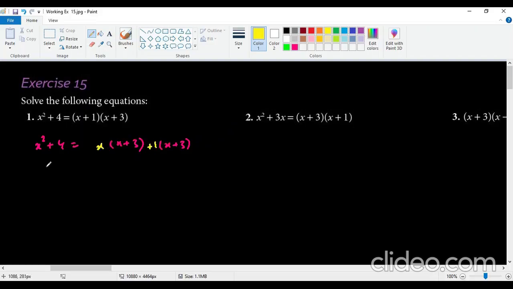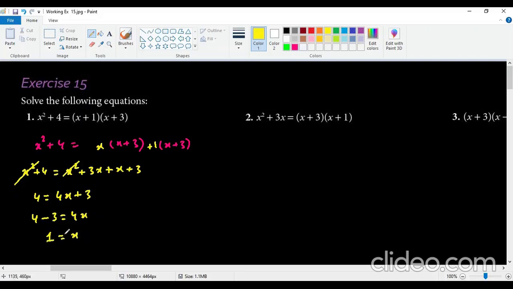So it's going to be x square plus 4 on the left hand side, and the right hand side is going to be x square plus 3x plus x and then plus 3. Keeping the like terms together, these two x squares are going to be cancelled, and this side you will have a 4, and this side you have 3x plus 1x. It's going to be 4x plus 3, and 4 minus 3 equals 4x. That means 4 minus 3 is 1, and x equals 1 over 4 as the answer for this question.